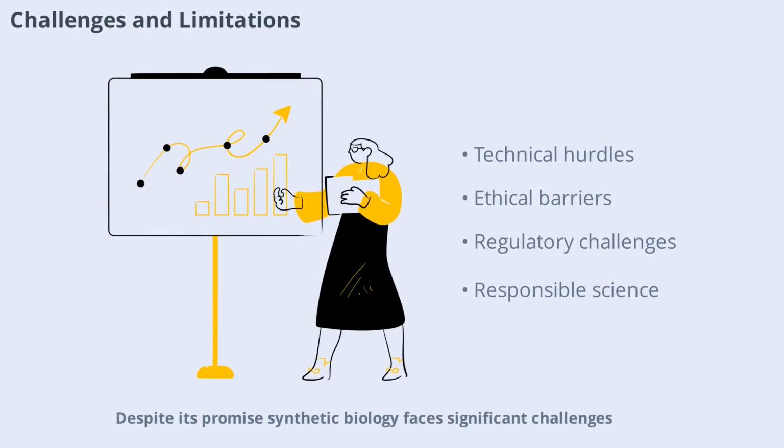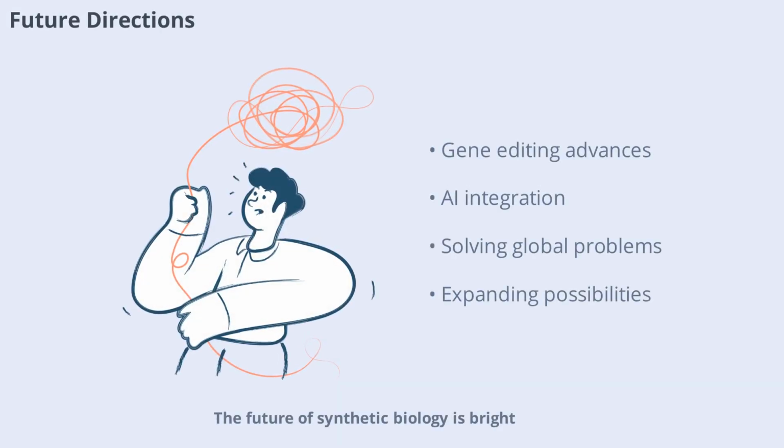Despite its promise, synthetic biology faces significant challenges. Technical hurdles such as designing complex genetic circuits and ensuring stability must be overcome. There are also societal, ethical, and regulatory barriers that can slow progress. Addressing these challenges requires collaboration, innovation, and a commitment to responsible science. The future of synthetic biology is bright, with new discoveries and applications on the horizon.